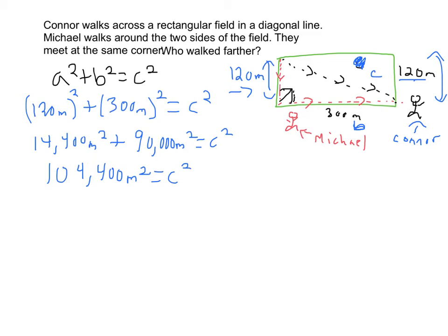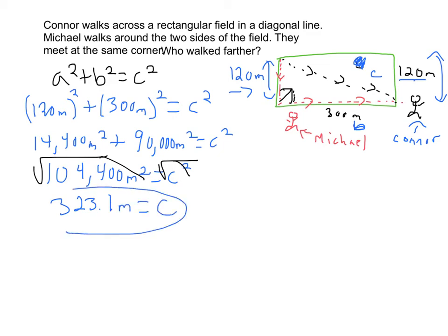And last but not least, I need to find that side length. So when I square root both sides, my squares cancel out, and I'm left with 323 point, and I've got to go decimal and round to 1, meters equals C. So now I found out that this side here is 323.1 meters. Now, I've solved that, but I haven't finished the question. If I was to end here, I'd get it wrong.